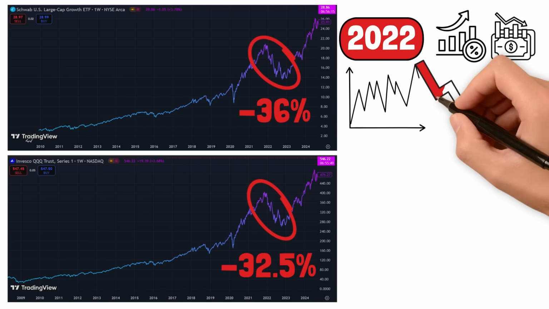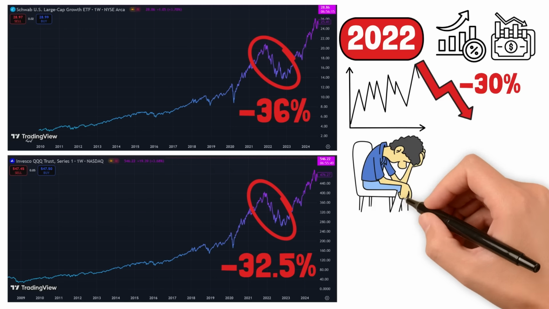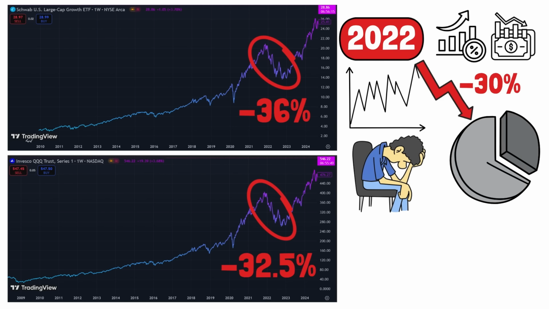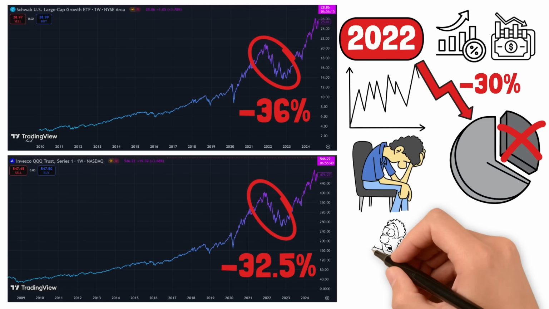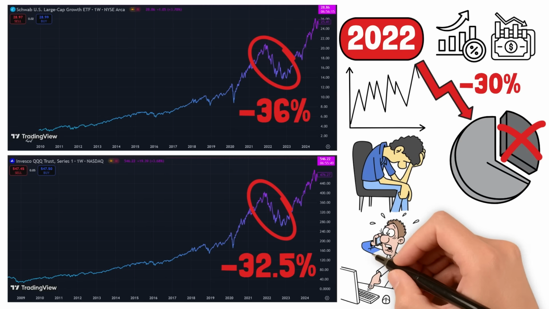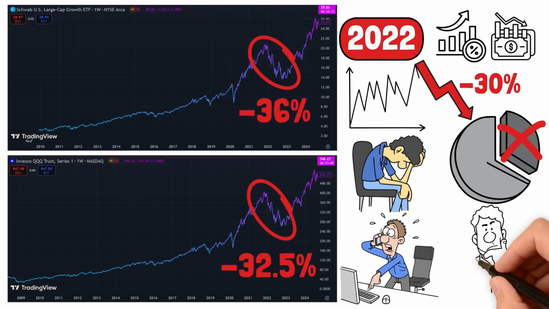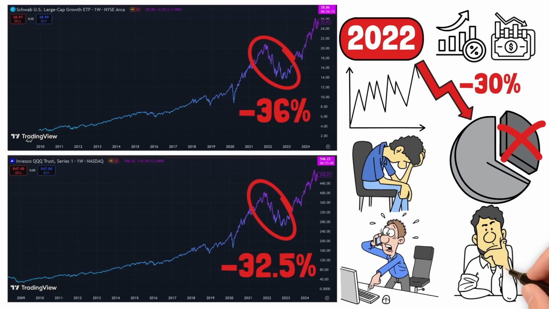A 30% drop isn't just a number on a screen. It's the feeling in your stomach when you check your retirement account and see that you've lost a third of your money on paper. This is the moment many investors make the biggest mistake. They panic and sell at the bottom, locking in their losses. The critical question is whether you have the emotional discipline to stick to your strategy through these deep, painful periods to capture those potential long-term gains.